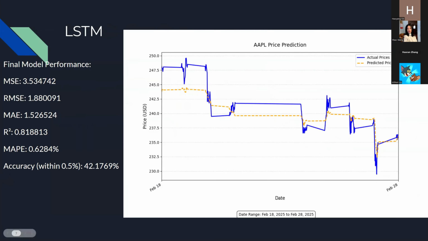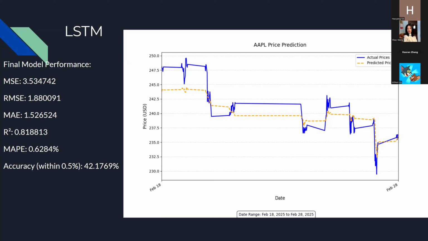All right, so this page is our Apple stock price prediction model. As you can see in this visualization, our model captures the general price trend of the Apple stock over time, with the blue line showing the actual price and the orange dashed line showing our predictions. We built this model using a specialized LSTM neural network architecture that processes 15 minute interval data.